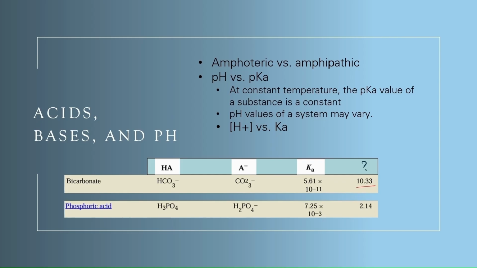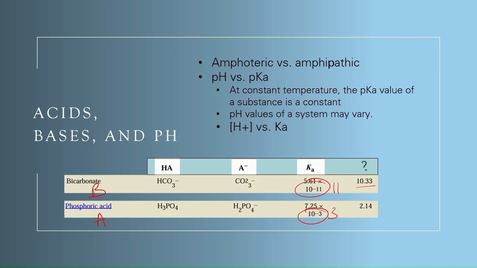So, the pH of this phosphoric acid is going to be around 3, and the pH of this is going to be about 11. So which one is more acidic? Phosphoric acid is more acidic. Bicarbonate is pretty much basic, actually. It's far more than 7, yeah?